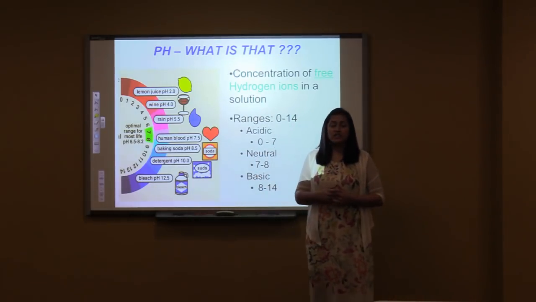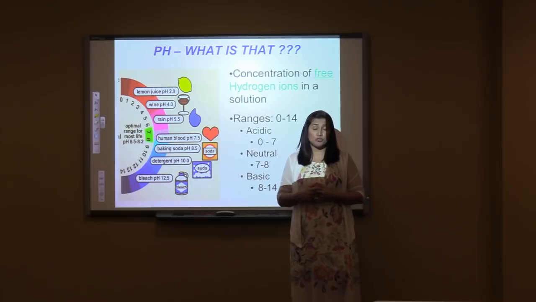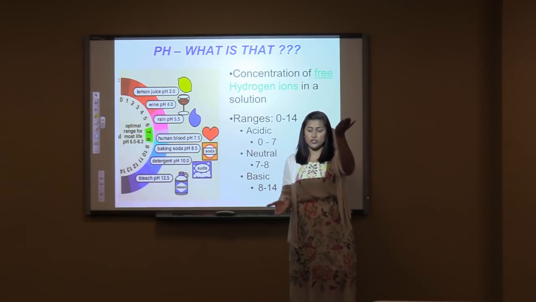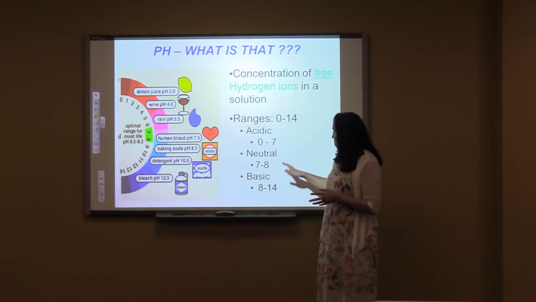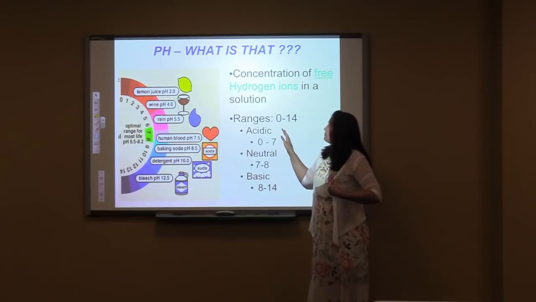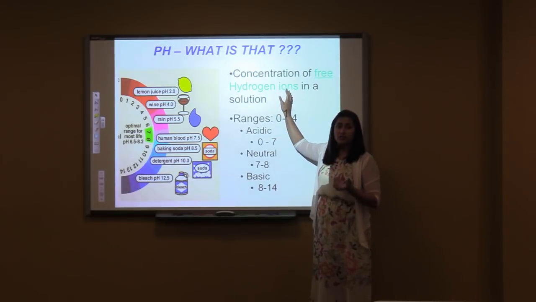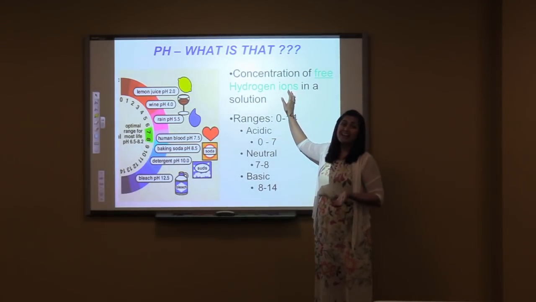pH and hydrogens are inversely proportional. So as you increase the pH, the hydrogen decreases. As you increase the hydrogen, pH decreases. They're inversely proportional. What is a pH? The concentration of free hydrogens in a solution.